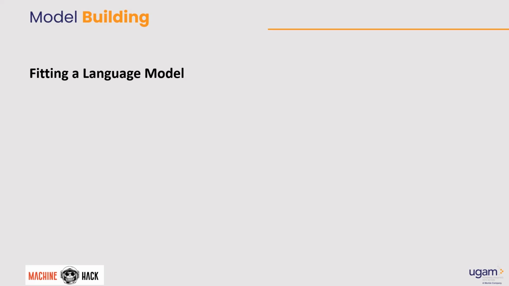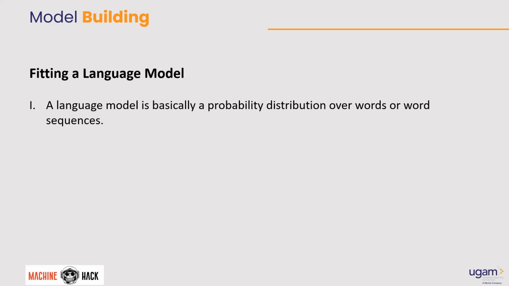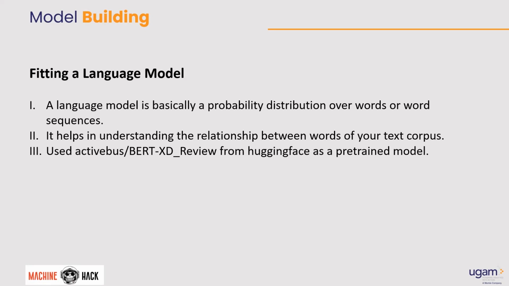Similarly, the base model has an understanding of the English language, basically the relationships within the English language, but it does not understand the relationships among the words in the review section. Basically, what kind of words do people use over here. So that is the reason we need to make our model understand the relationship between the words which people write in reviews. That is the main task of the language model. So basically, I used this ActiveBus model from Hugging Face. This is a pre-trained model, and I trained it again.